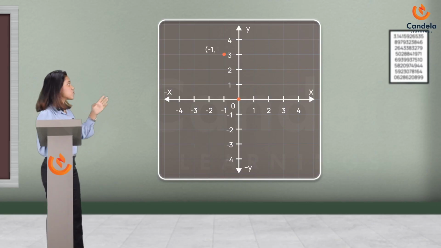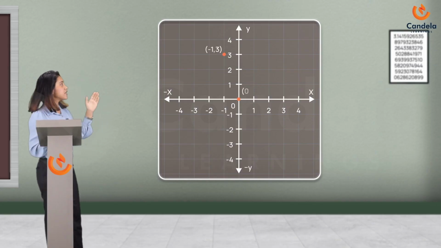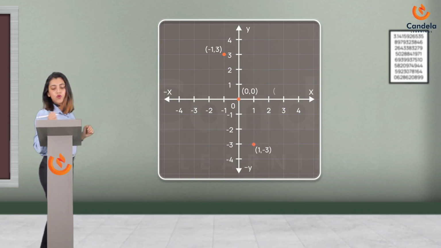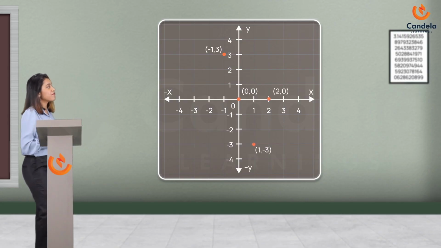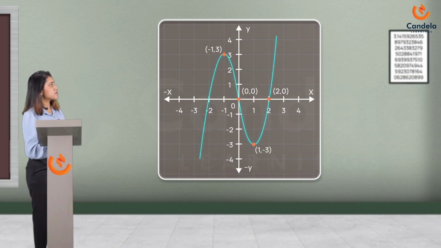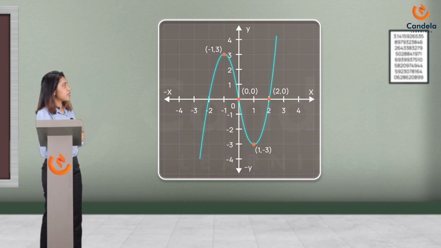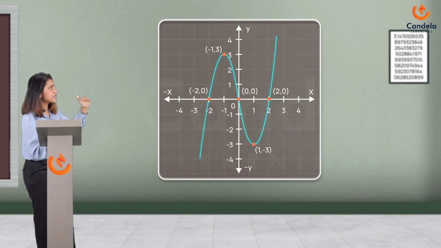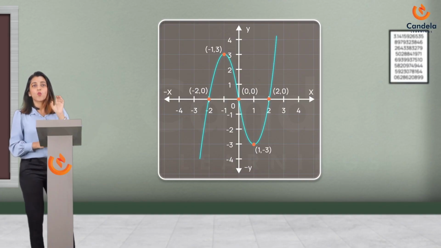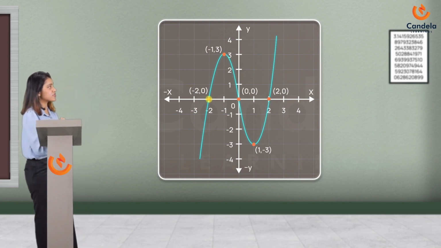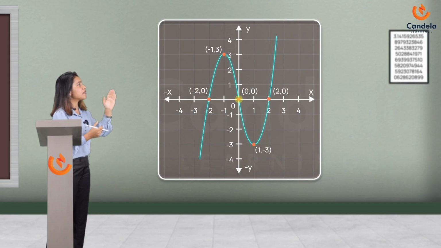And we are going to mark these points here. So it is minus 1 comma 3, then 0 comma 0, then 1 comma minus 3, 2 comma 0 and 3 comma 15. And here let's join these points. And you can see a curve, and this graph cuts x-axis at 3 points, which means there are exactly 3 zeros. And you can see the points, they are minus 2 comma 0, 0 comma 0 and 2 comma 0.